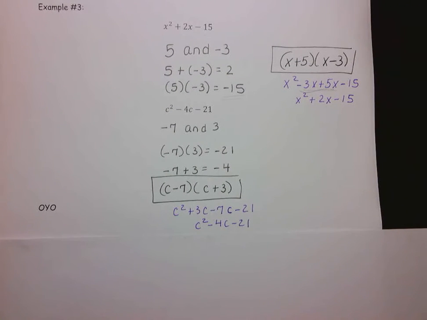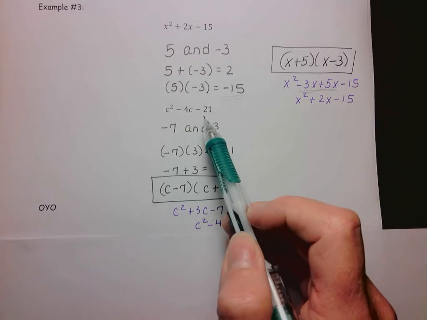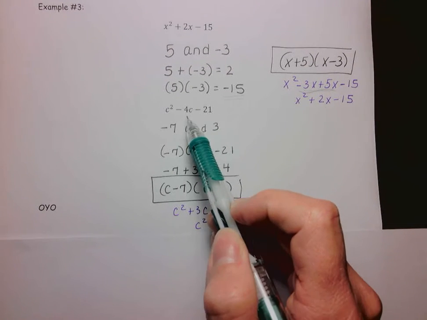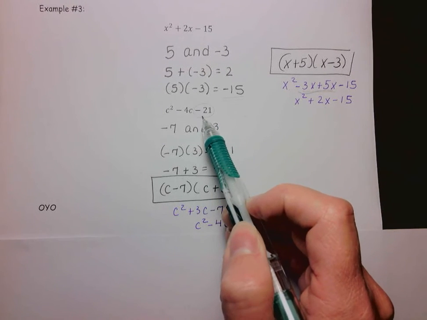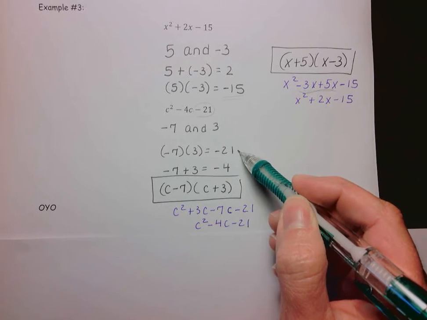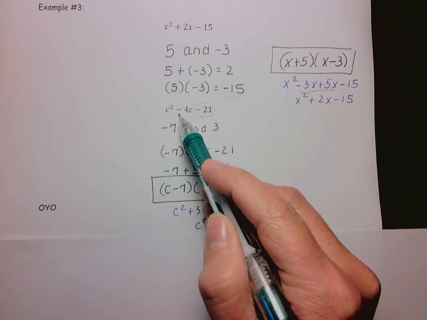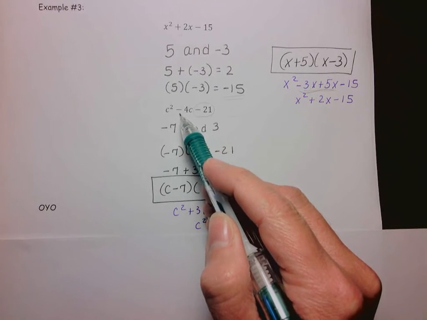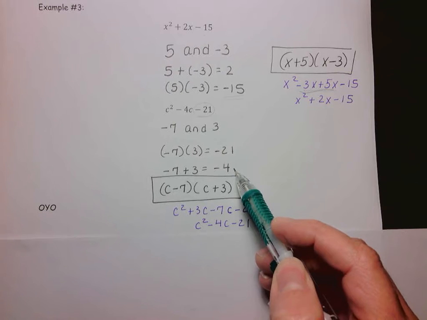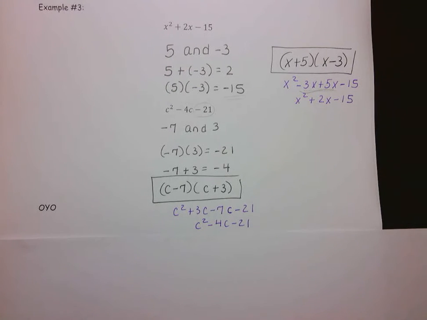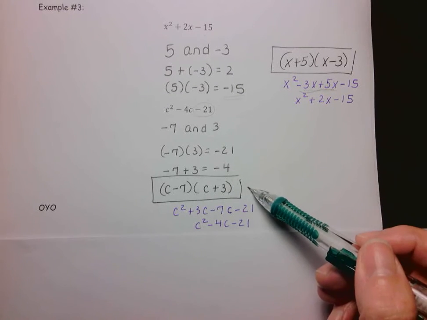Now let's look at this example. You're asking yourself, what are the factors of negative 21 that add up to negative 4? The signs of the factors must be different because when I multiply them together, they equal negative 21. But the sign of the larger factor must be negative because when I add them together, I get negative 4. So negative 7 and positive 3 are the factors that I'm looking for. So my answer is going to be c minus 7 times c plus 3.